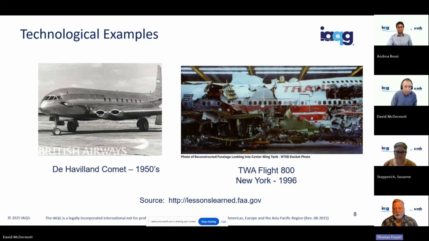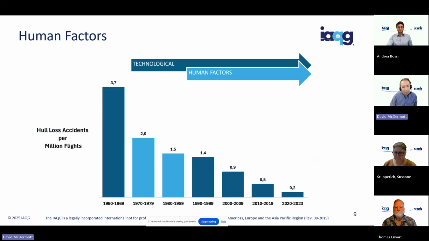So I think we're coming to the human factors era on slide 9. Yes, thank you, Tom, and thanks for these examples. But we said aviation safety went through different stages. What was the next step in this journey?